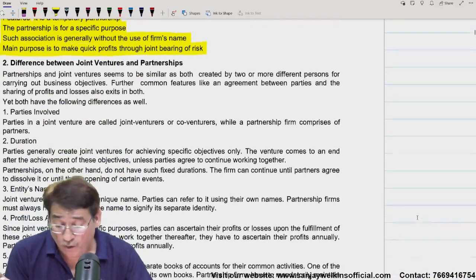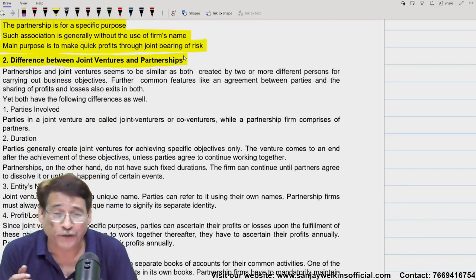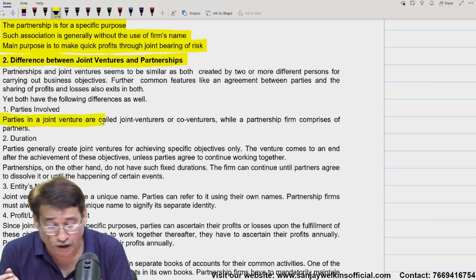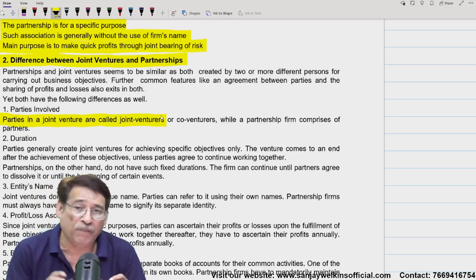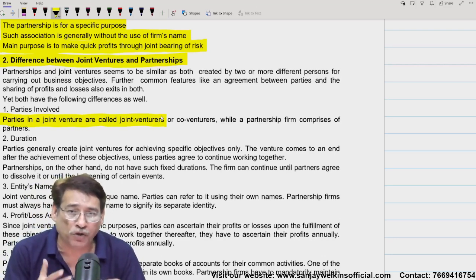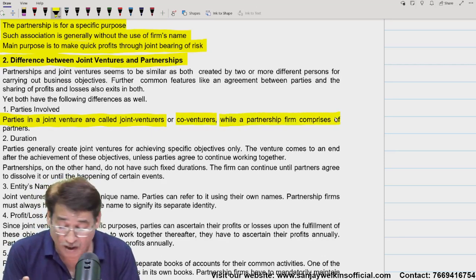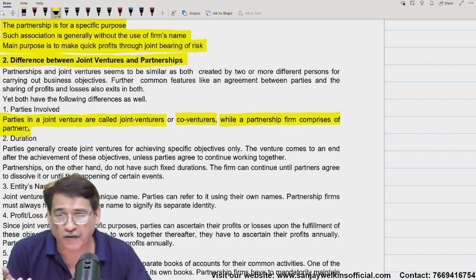So what is the difference between joint venture and partnership? Generally, parties involved in a joint venture are called joint venturers or co-venturers. So in this case, A and B will be known as co-venturers or joint venturers, correct? While a partnership firm comprises partners. In a partnership firm, the partners are known as partners, as you know.